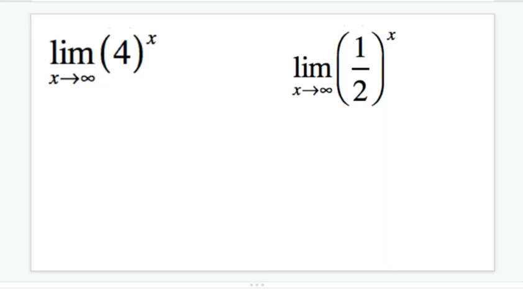Okay, so we know that the limit as x goes to infinity of 4 to the x is just what we get when we keep multiplying 4 over and over and over again. So that goes to infinity. And this limit of 1/2 to the x is just 1/2 times 1/2 times 1/2 times 1/2, which keeps getting smaller and smaller and smaller and goes to 0.